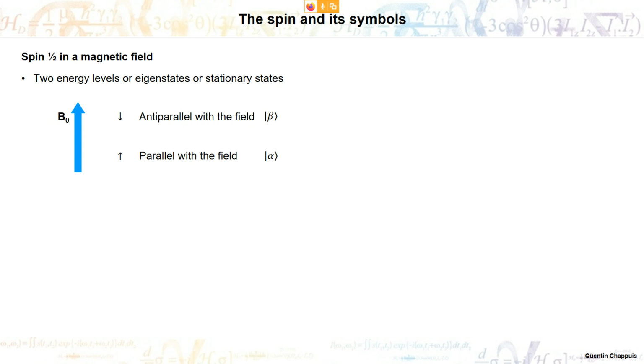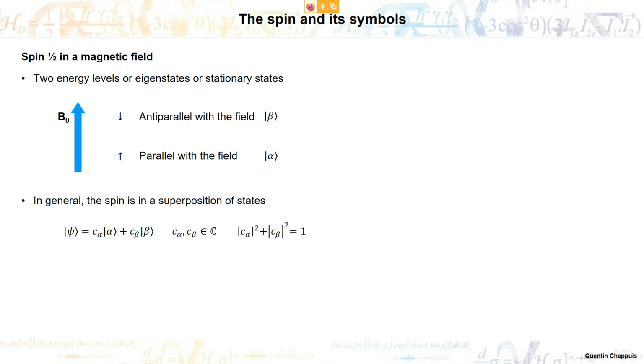We know that a spin in a magnetic field can be either parallel or anti-parallel with the field. Now I'm talking about a single spin half. These two states, which we will name alpha and beta, correspond to eigenstates, stationary states, also related to energy levels. But in general, the spin can be in a superposition of states. Here I write the function for the spin in the state psi as a linear combination of alpha and beta with two complex coefficients, C alpha and C beta. Throughout the whole presentation, I will assume that they are normalized, meaning that the sum of the squares of their norms is equal to 1.